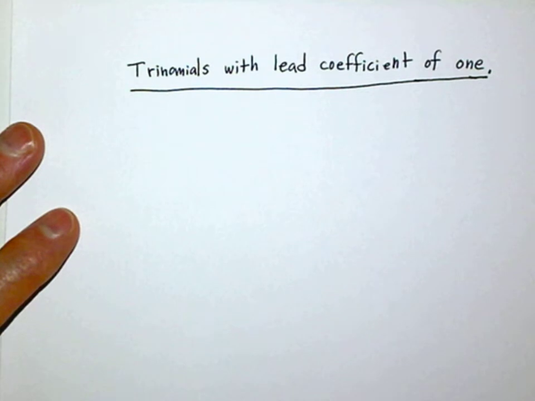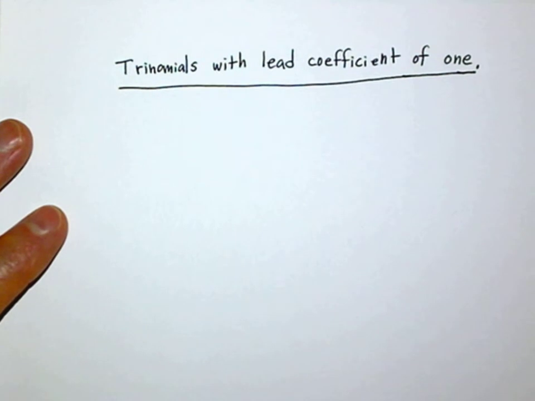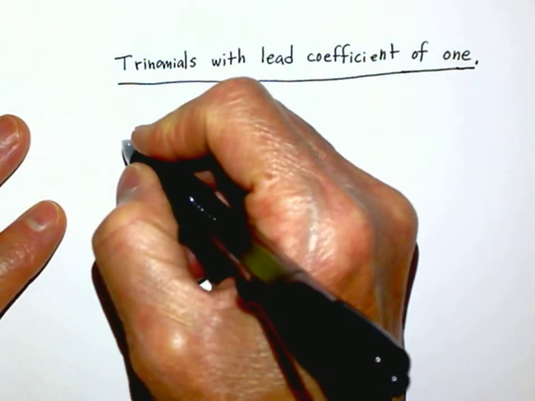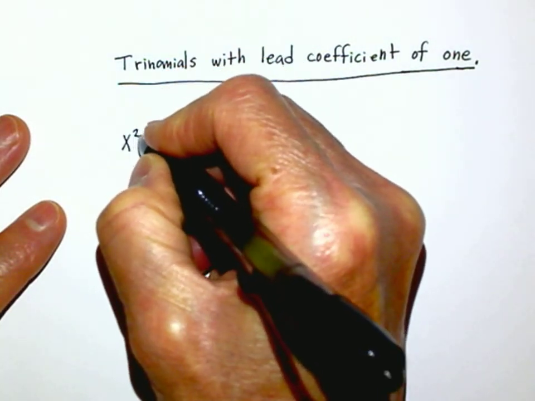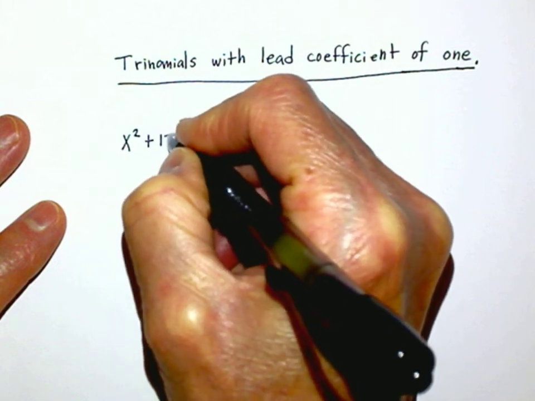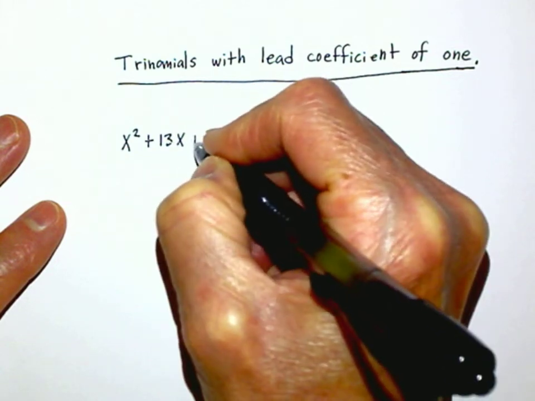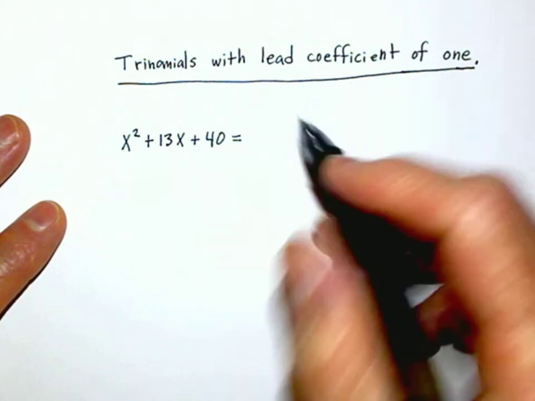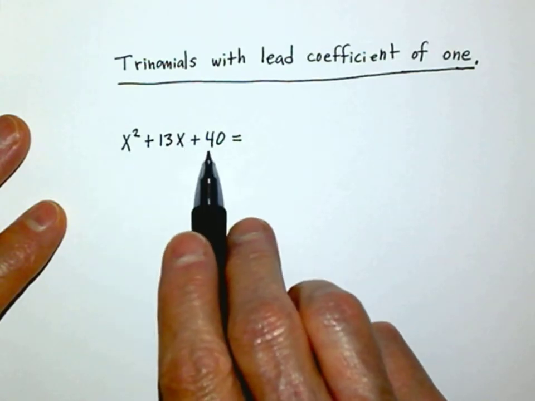For this example, we will be doing some problems factoring trinomials whose lead coefficient is 1. Our first example is a trinomial that has all positive signs. This example is not on your handout. We want to factor this polynomial.